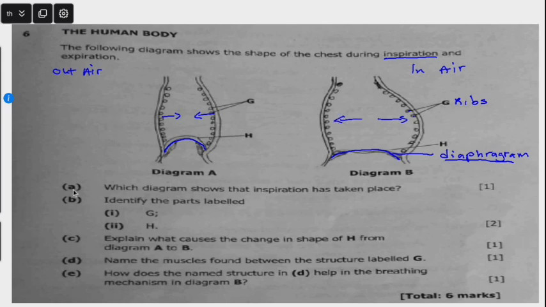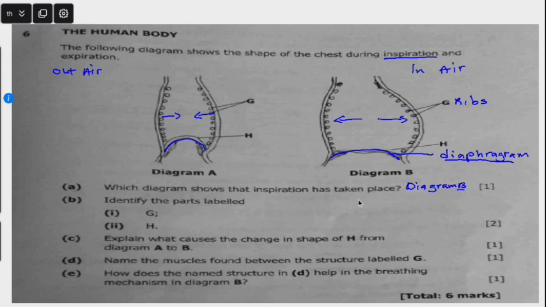Now the first question is saying which diagram shows that inspiration has taken place. Like I said, inspiration is you're taking air in. So we are just going to say it's diagram B. So that is what you're supposed to say, diagram B. Then you are done.